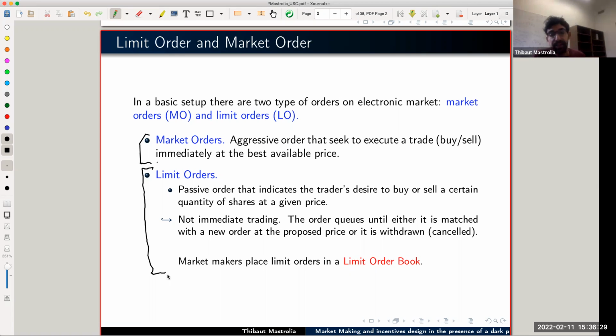This is the order which provides liquidity in the market. These orders are not executed immediately. They are queued in the system until a market order arrives to match with them. This is the main idea. I will draw a graph afterwards to explain everything.